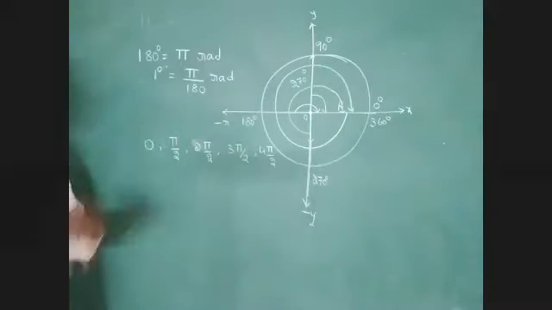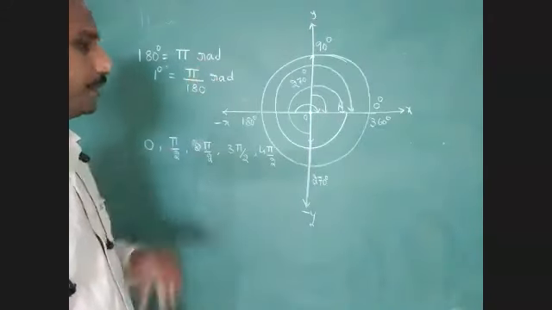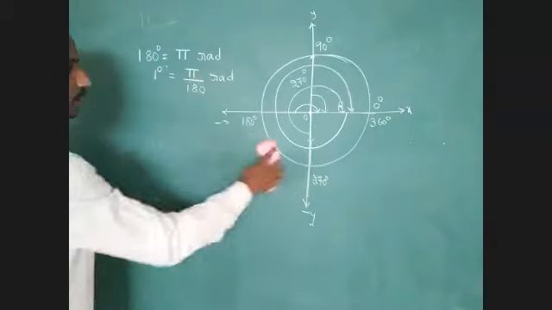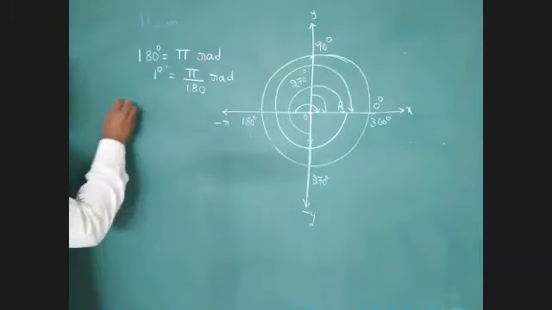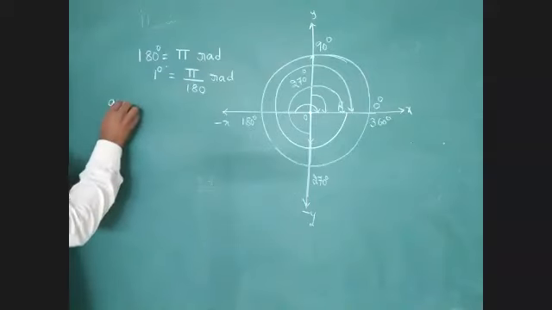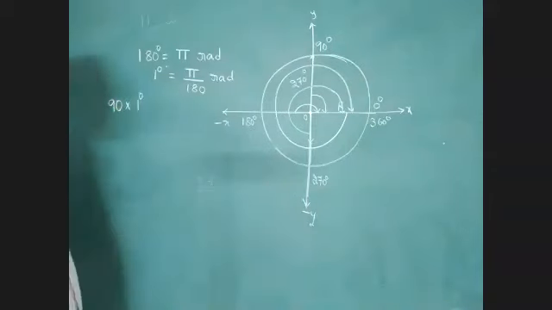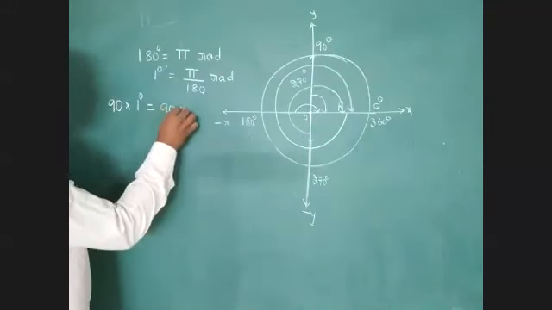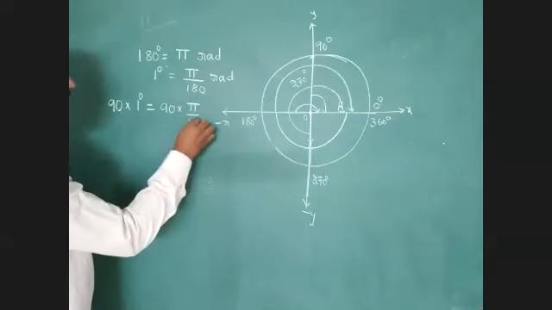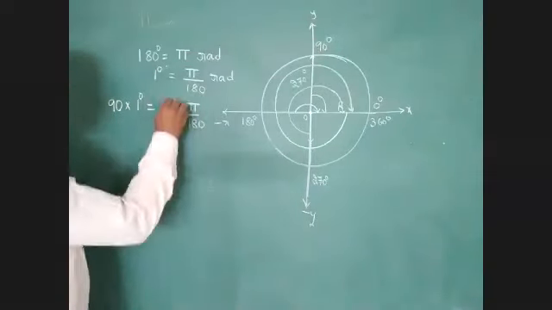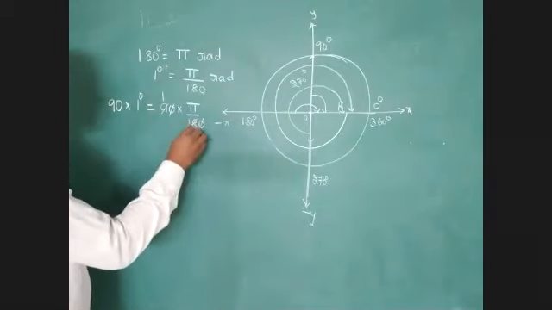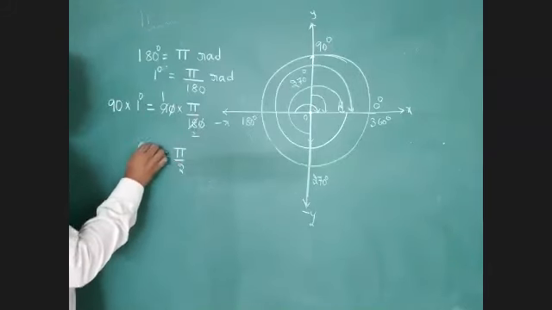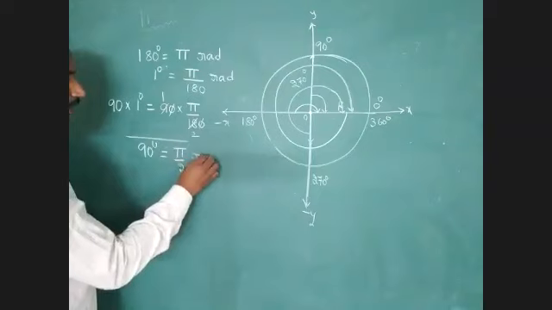Now find out one by one. 1 degree equal to pi by 180 radian. Now find out the first one, 90 degree. 90 into 1 degree equals 90 into pi by 180. The 0 and 0 get cancelled, 9 ones are 9, 9 twos are 18. That is equal to pi by 2. 90 degree equal to pi by 2 radian.